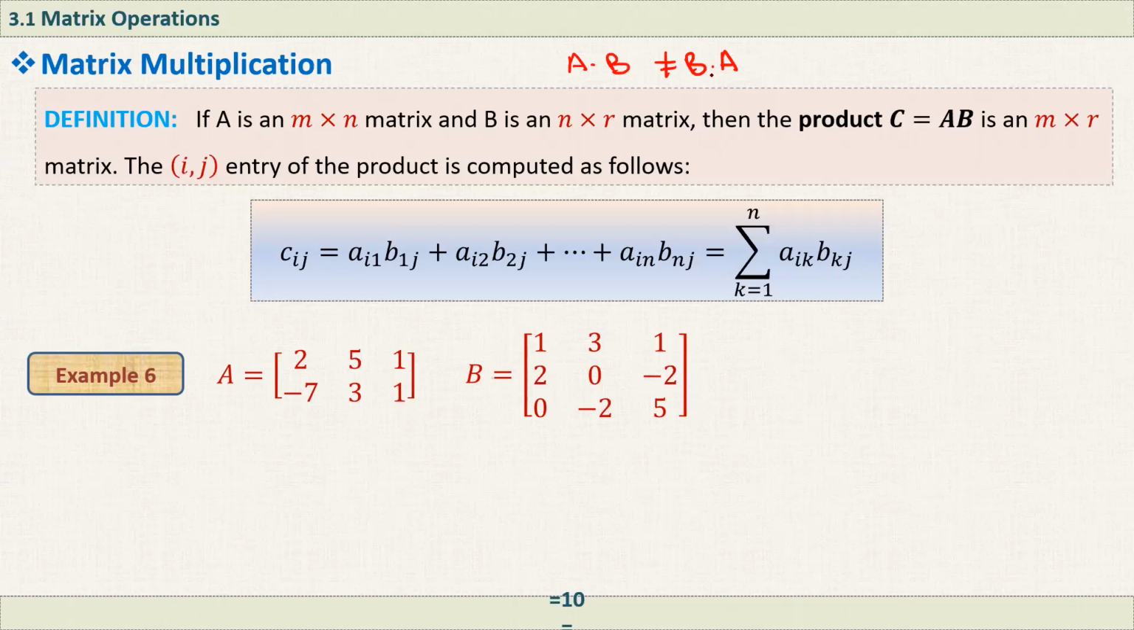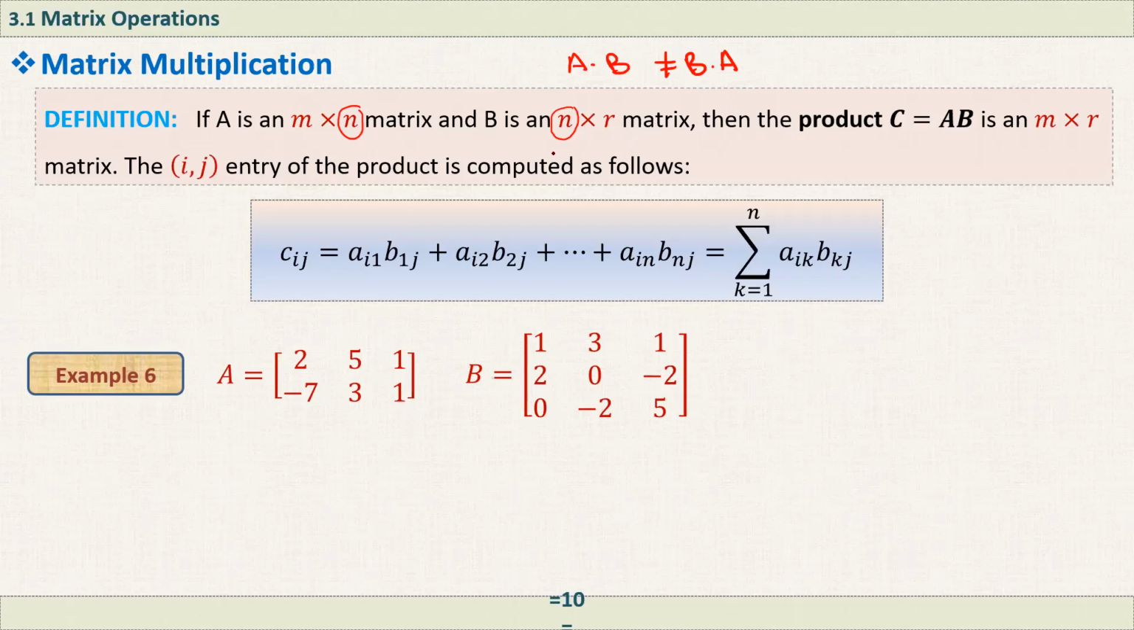So how do we actually define the multiplication of two matrices? If the matrix A is an M by N matrix, what we mean by this is that the matrix has M rows and N columns. And B is an N by R matrix. Notice that intentionally I am using the same variable N here. That is the only way we are able to multiply two matrices. If the number of columns of the first matrix is not equal to the number of rows of the second matrix, then multiplication is not defined.